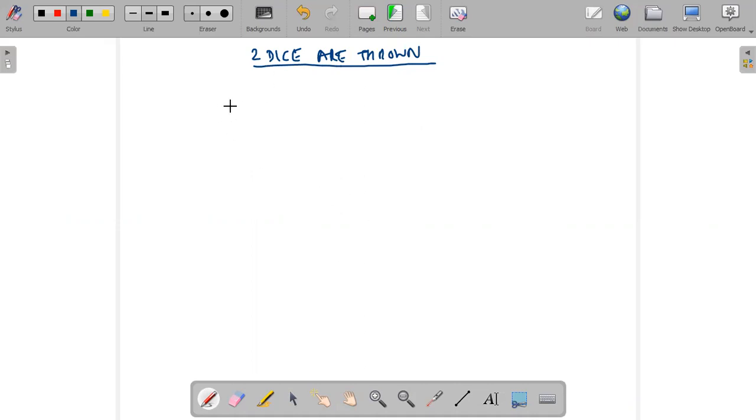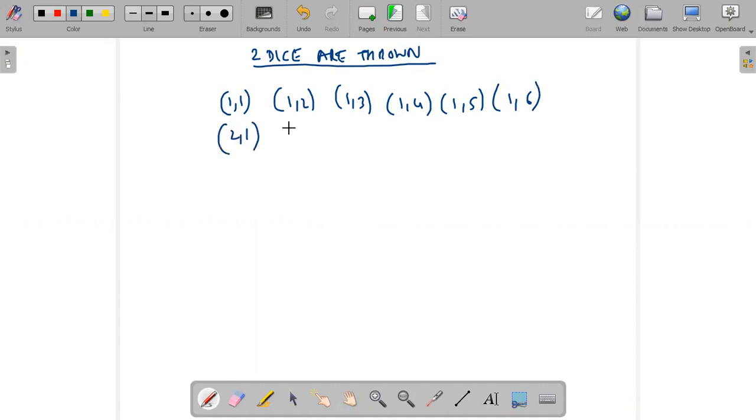Okay, so when 2 dice are thrown, what can happen? Both dice can show 1 each. One can show 1, the other can show 2. So we will have all these possible outcomes. The first dice is always showing 1, the other keeps on changing. First dice can show 2, and then second one can show 1, then 2, both can show same. Like this, I'm going to complete this table first for the 36 outcomes.